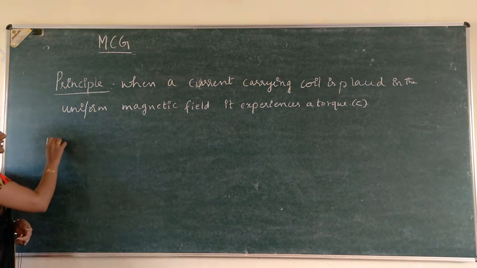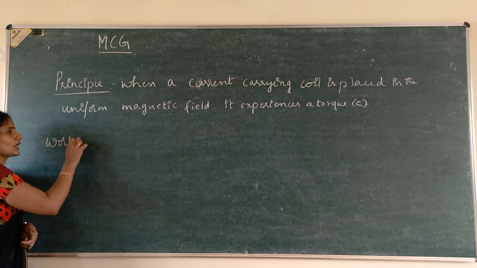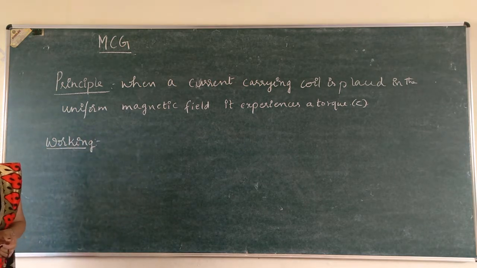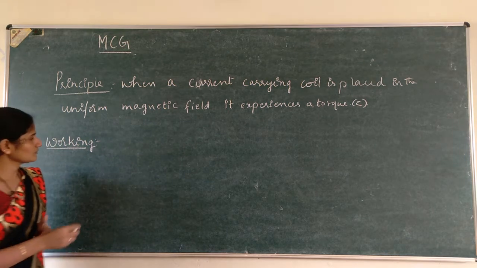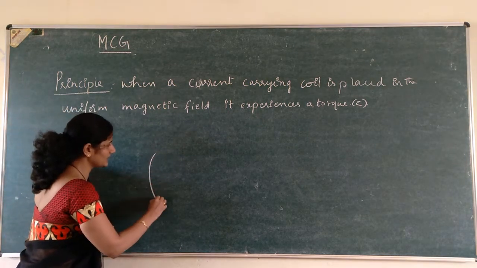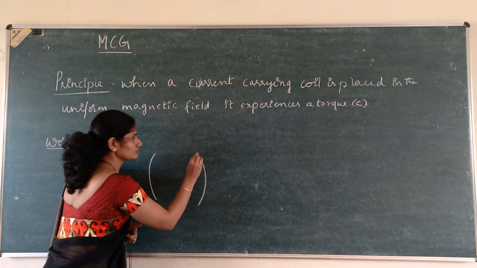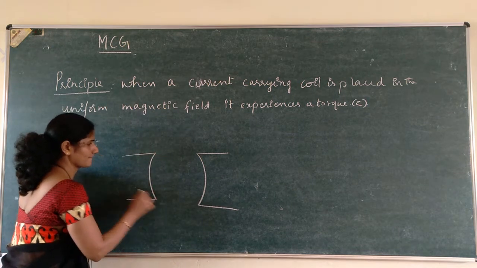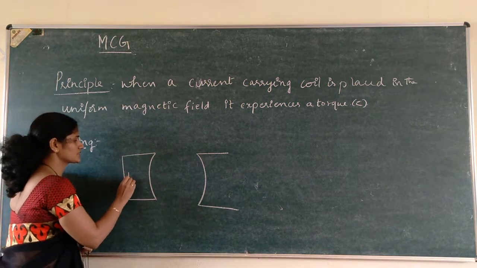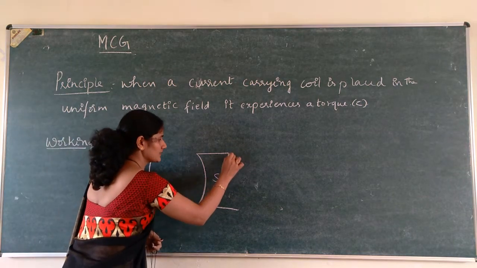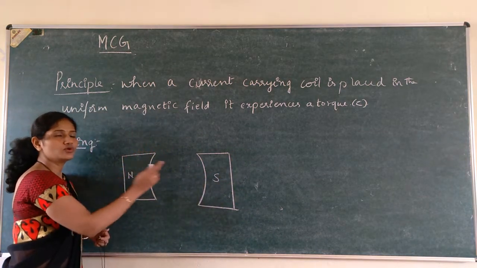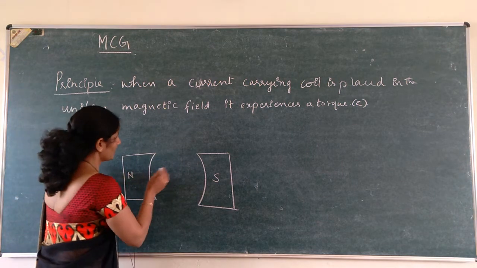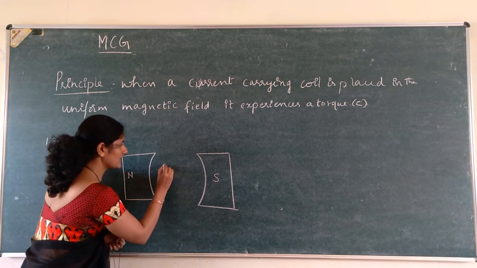Now, let us see the working of moving coil galvanometer, or how this moving coil galvanometer works. For that we need two permanent magnets. So, this is the north pole and this one is the south pole. These two are the pole pieces of the magnet, and here we have that coil.